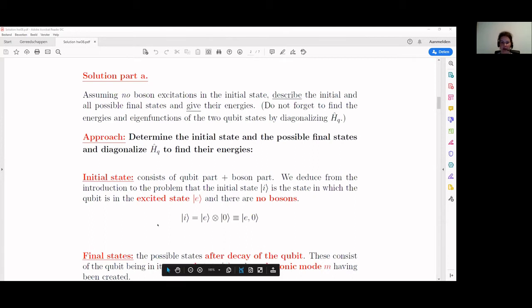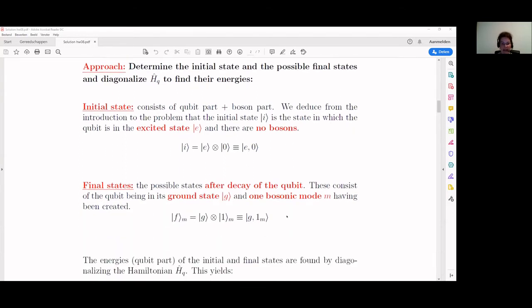So if I write this in terms of kets, then my initial state here will be a combination of the excited state for the qubit, which I denote as E, and the vacuum state for the environment, which I denote as 0. And if you like, then you can also shorthand this into something like this, E0, the two parts for each of the two elements that we have, qubit and bosonic modes. Fine, that's our initial state.